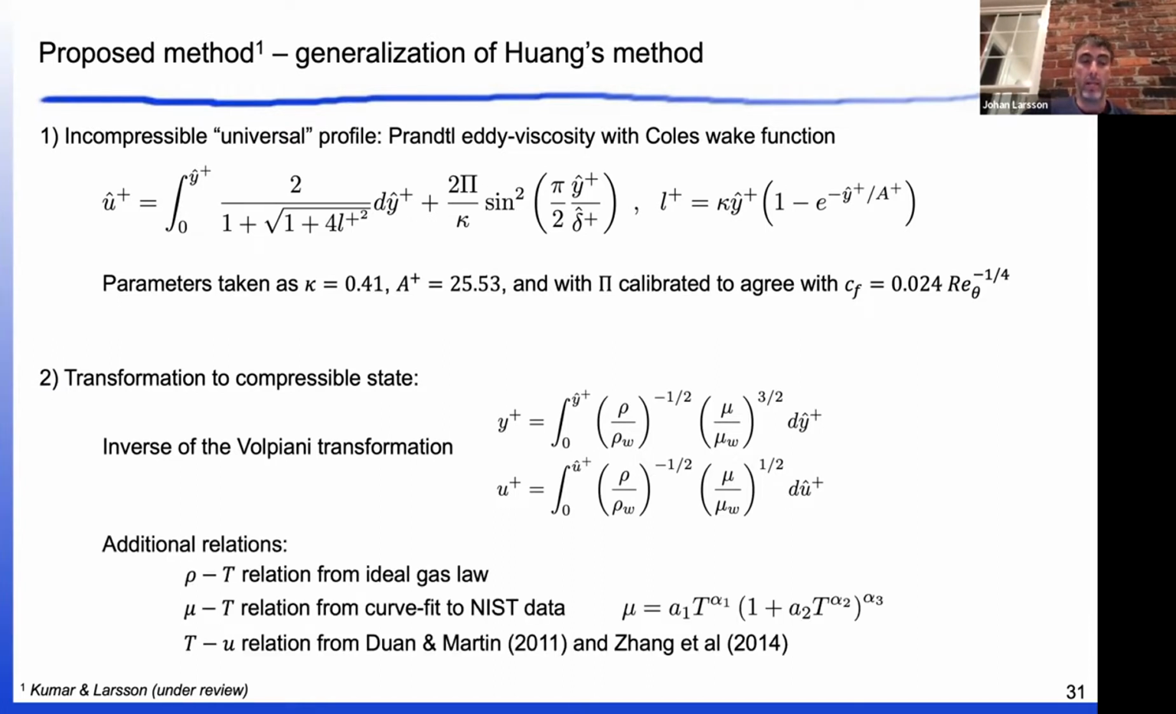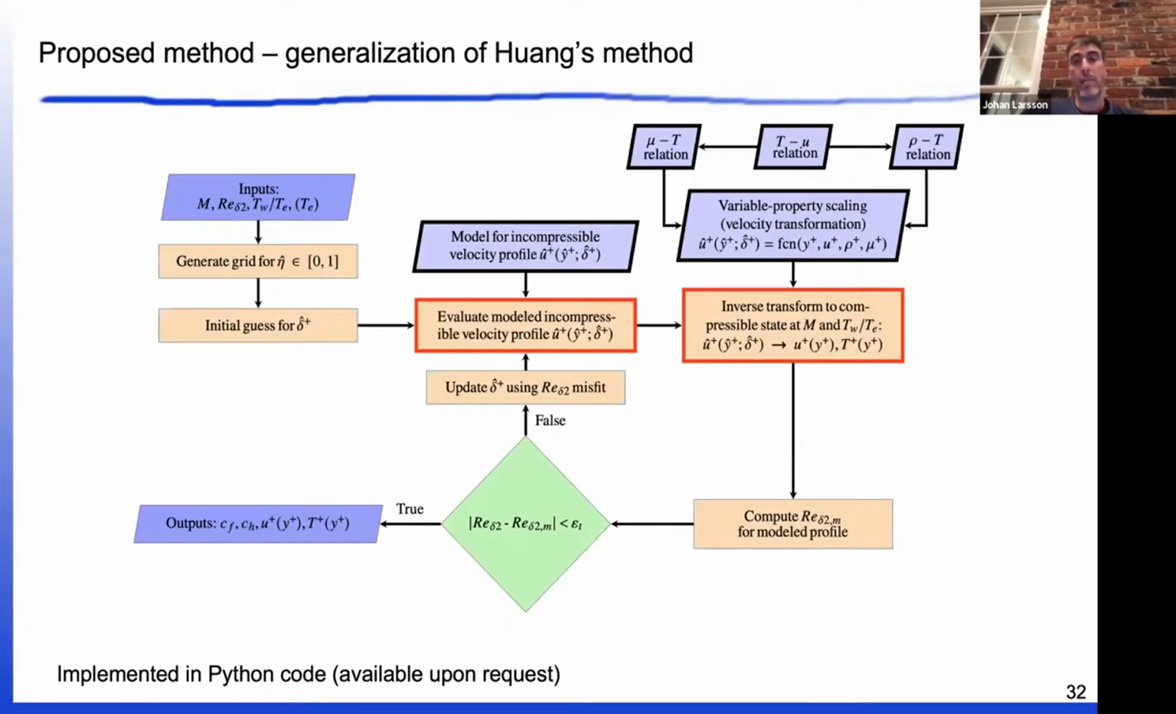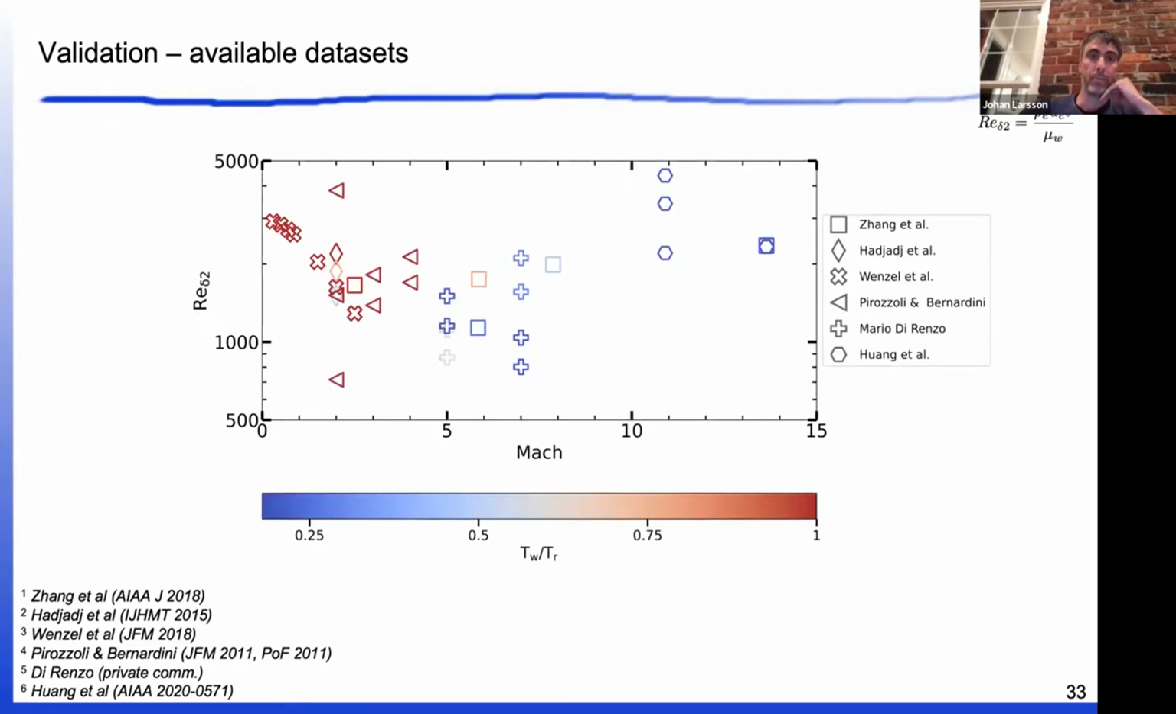And then we need additional relationships. We need a density temperature relationship from an equation of state. We need a viscosity temperature relationship, and we need a temperature velocity relationship. So we take the most accurate versions we can find. And all of this, we have to compute the inverse transformation numerically. So all of this is numerically done, and it requires some root finding and so on, but it's not a big deal. And we have a Python code. If you're interested, we can share it with you.